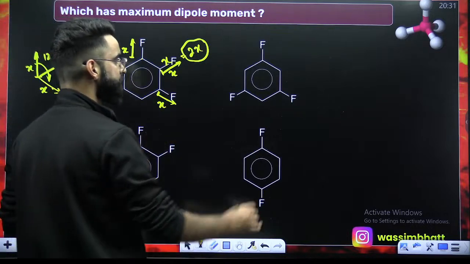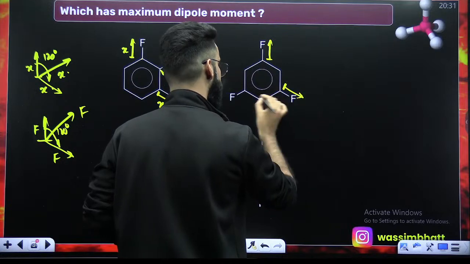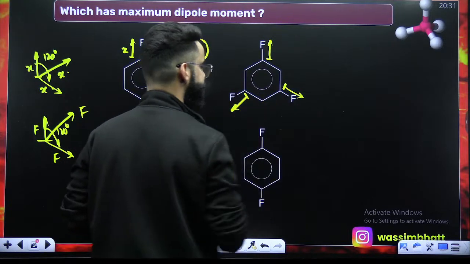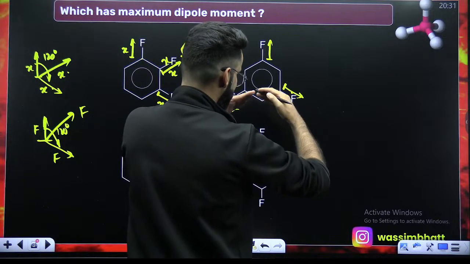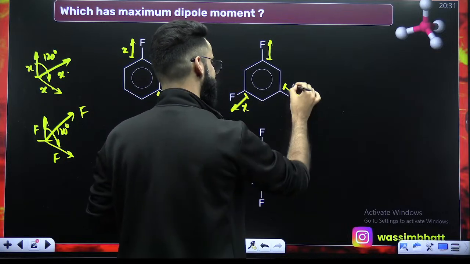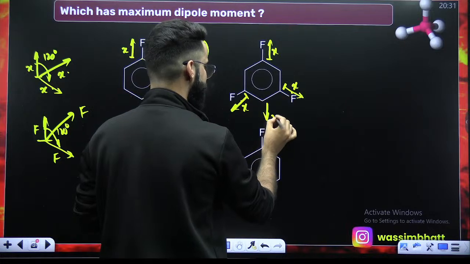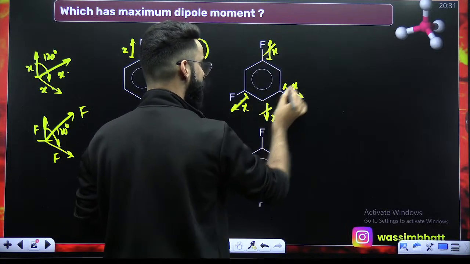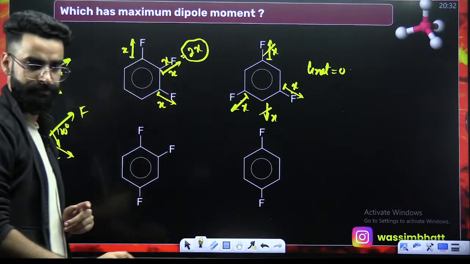Look at the second case. Positive to negative. Positive to negative. Positive to negative. Correct? Now, this moment and this moment, they are at an angle of 120. Right? If this is X, this will be also X, this will be also X. Now, the resultant of these two will be in this direction, that will be also X, and this X will get cancelled out. So net here is 0. Net dipole moment here is 0.